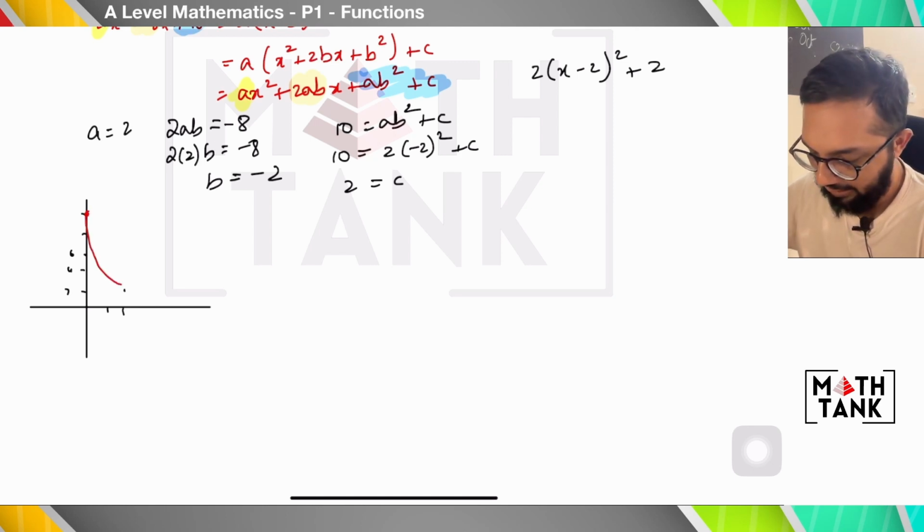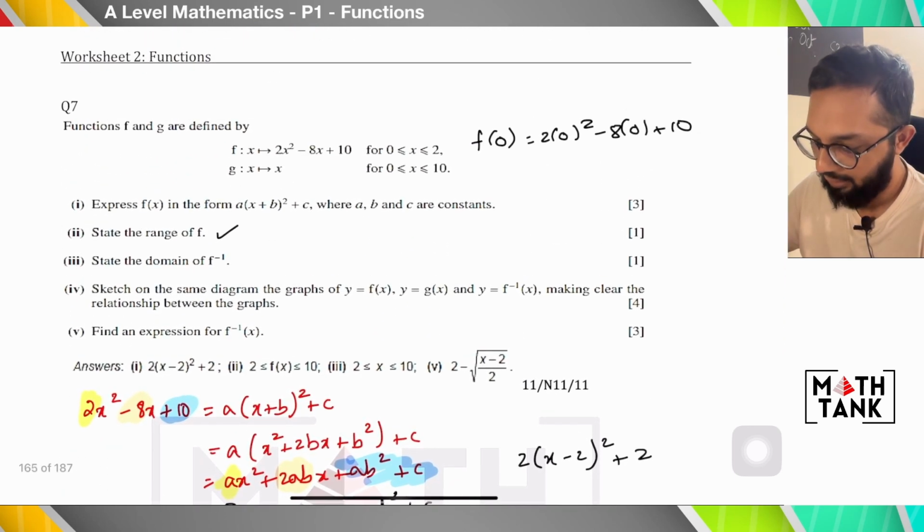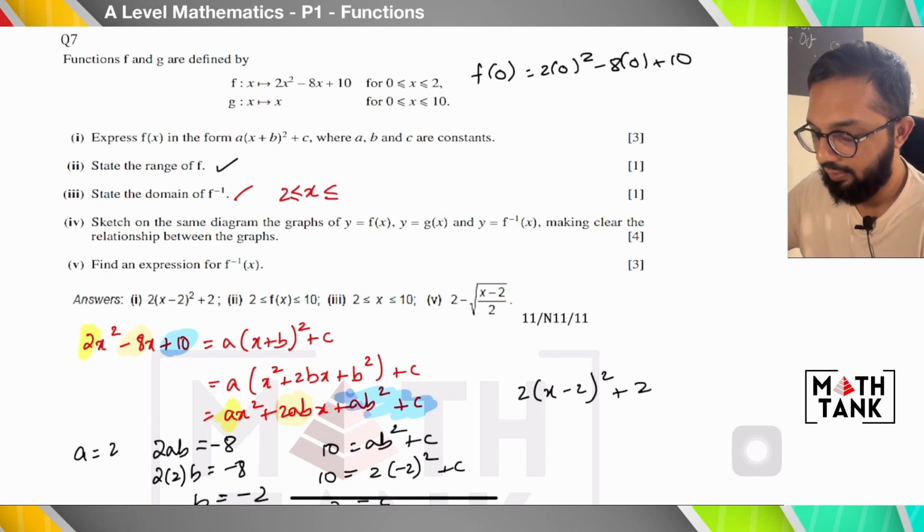So what values am I talking about? The values that I'm talking about are y is greater than or equal to 2 but less than or equal to 10. State the domain of the inverse. That has to be the same as the range of the original function. So again, 2 and 10.